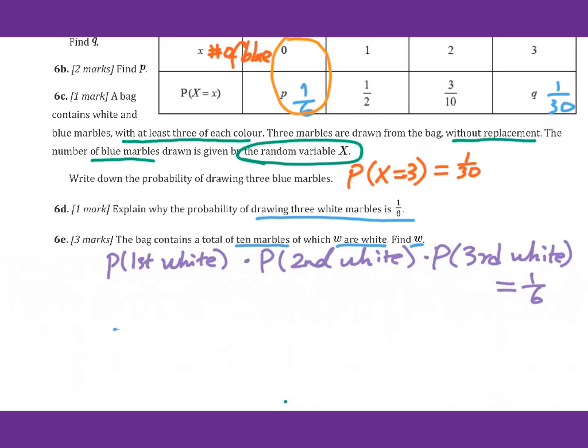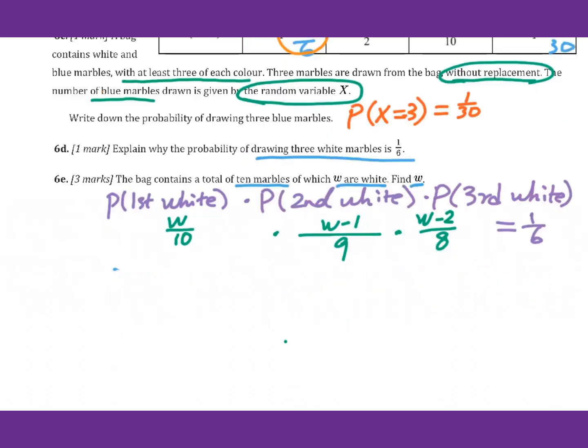First white will be W over 10. Second white, since this is without replacement, therefore it's W minus 1 over 9. Times third one will be W minus 2 over 8. It will be equal to 1 over 6. To rewrite this equation, you will have W over 10 times W minus 1 over 9 times W minus 2 over 8 equals 1 over 6. You go to an equation solver, and you will get W equals 6.